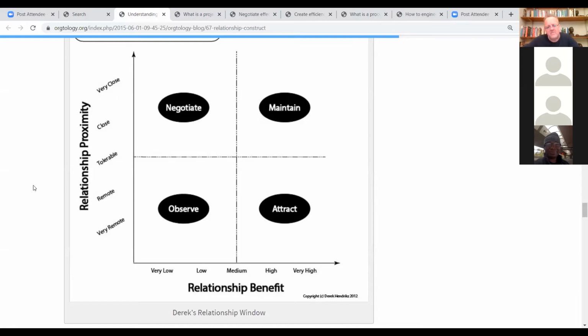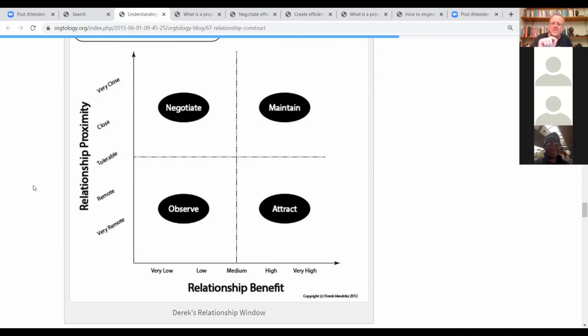So if you're high on benefit, there's a very strong benefit in this relationship, but you're not close, then it's wise to attract. That would typically be in business marketing. In a personal relationship, that would be flirting. The other option is where you are very close, but you're not getting the benefit out of this relationship that you should be getting. So in that case, you negotiate. So between negotiation and attraction and observation, between those activities, you're going to find a relationship sweet spot.